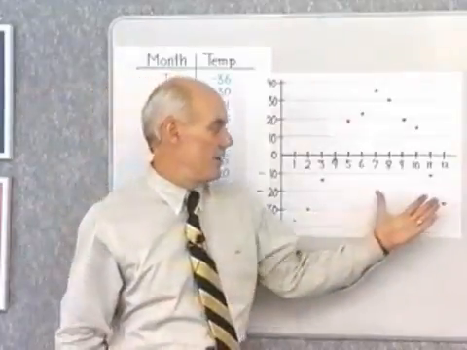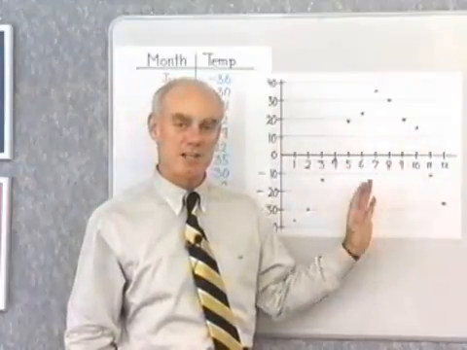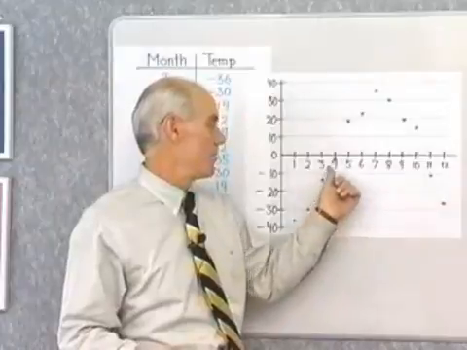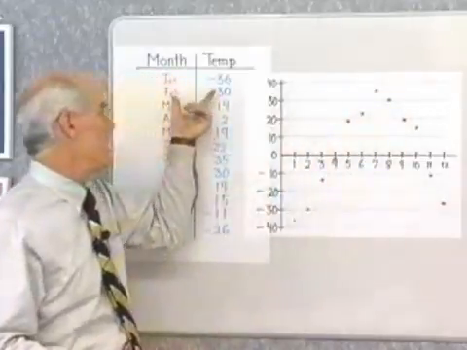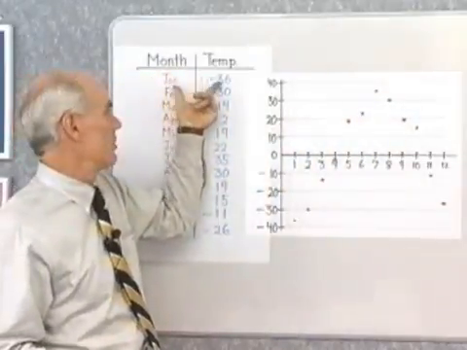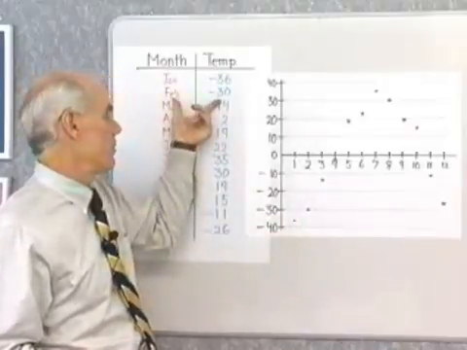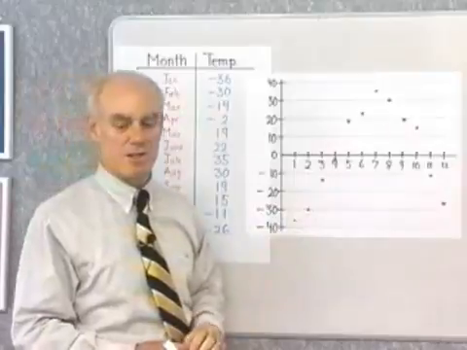Okay, this diagram right here that contains the dots, that's called the scatter diagram of the information. And we simply put a dot that represents the information in each pair right here. So January minus 36 degrees, that corresponds to this dot. February minus 30 degrees, that corresponds to this dot.